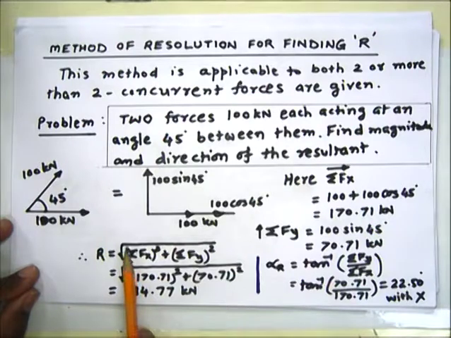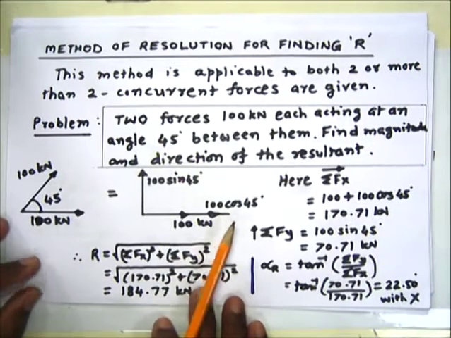Then finding the resultant force using these two sigma Fx and sigma Fy values, which is given by R is equal to the root of sigma Fx square plus sigma Fy square. So sigma Fx in our case is 170.71, square of that, plus sigma Fy, that is 70.71, square of that, and finding the square root, we will have the resultant force 184.77 kilonewton. So this gives you the value of the resultant force.